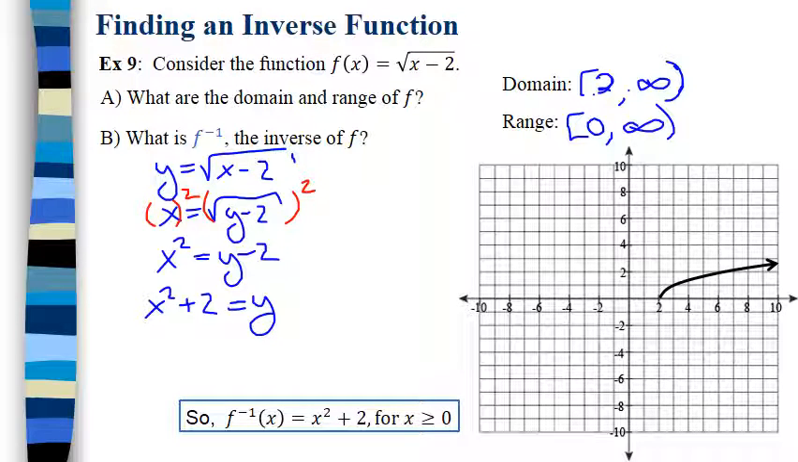However, this would only work if x is greater than or equal to 0, because when we look at this, the original function is here. If we graph this quadratic, then we're going to end up with more than what we had in our original function. So we need to restrict this x value to only be greater than or equal to 0, so that the domain of the inverse matches the range of the original function. And so there's our inverse function.